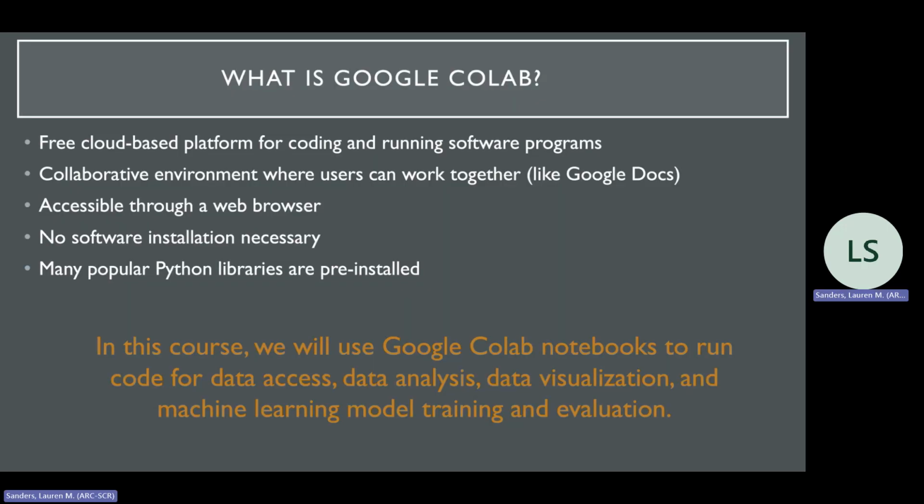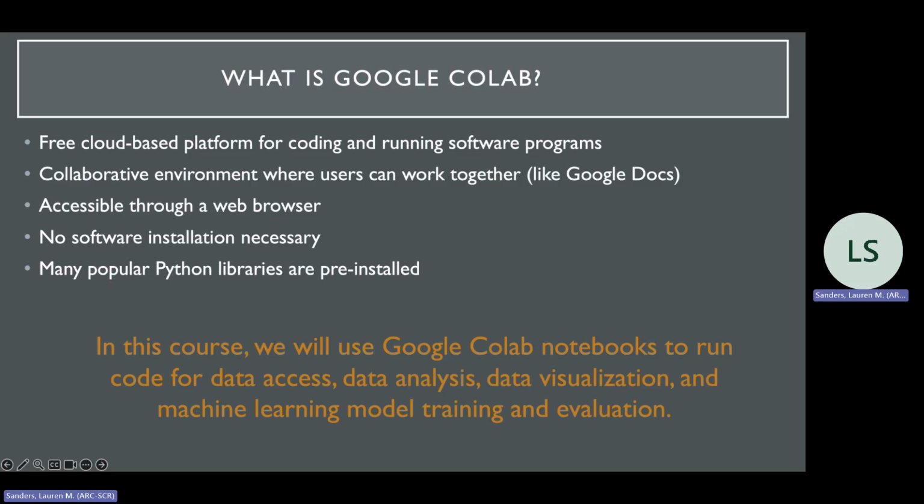So if you're not familiar with Google Colab or you haven't used it before, this is a free cloud-based platform that people use for coding and for running software programs. The great thing about Google Colab is it's a collaborative environment. So users can work together, you can add other people to your notebooks, kind of like you can add people to Google Docs. Google Colab is accessible through a web browser, so nothing needs to be downloaded and no software installation has to happen on your computer. And many of the popular Python libraries come pre-installed to make getting started with coding really easy, because Python is one of the main languages that people use with Google Colab.